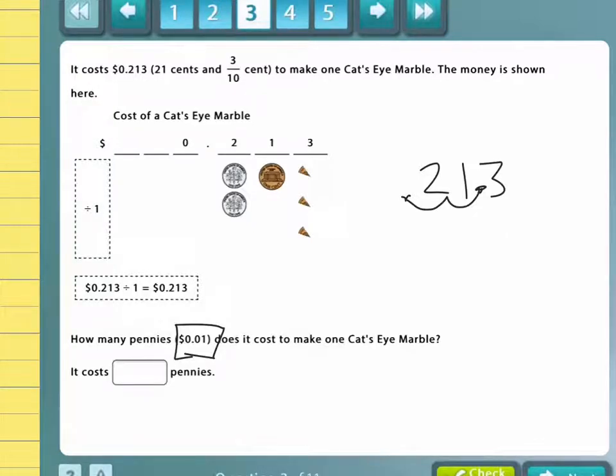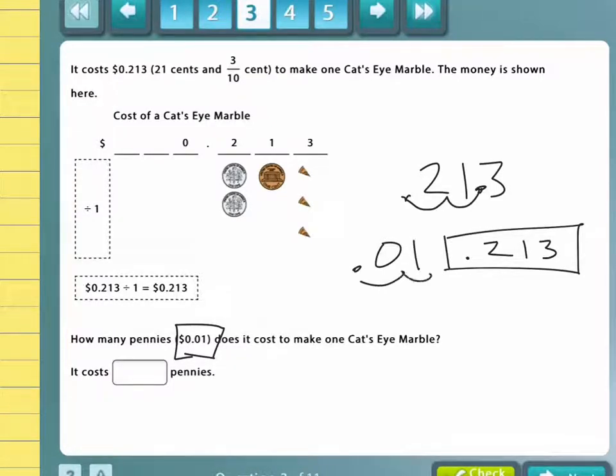And now let's do the long division to show that is true. So I set up my problem here. I'm going to multiply the divisor by 100 and multiply the dividend by 100 to get an equivalent problem, but without dividing by a decimal. And this is pretty simple because this is just 1, and 1 will go into 21.3 times. So the quotient is 21.3. It's going to cost 21.3 cents to make a cat's eye marble, which makes sense because that is 21.3 cents.